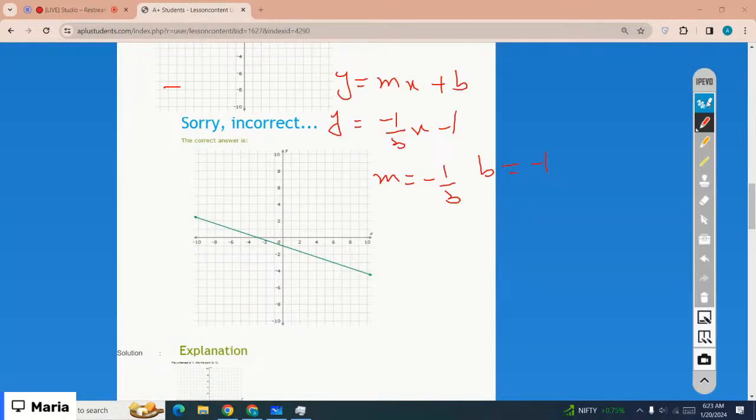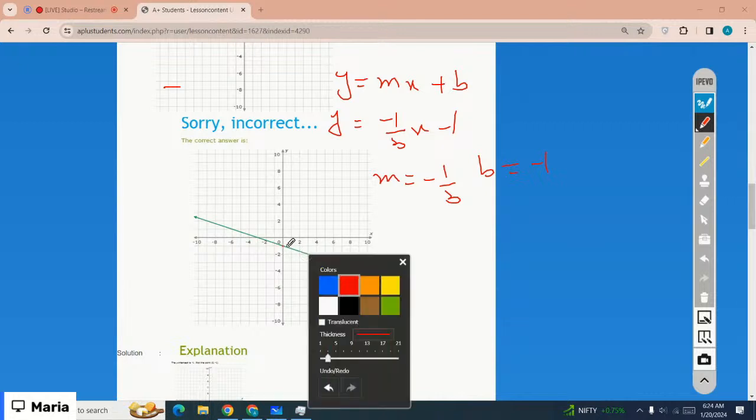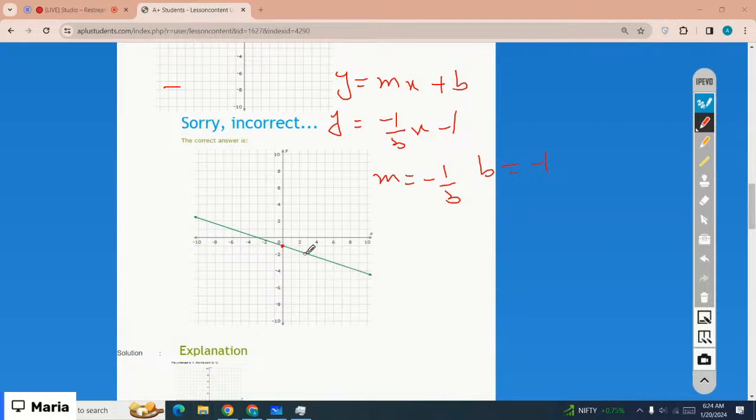Here is the graph. Let's see how. Here is the point negative 1 where the graph is touching the y-axis. Now you are given the slope negative 1 over 3. That means you need to move down 1 point because it is negative, and right 3 points. Move down 1 and right 1, 2, 3. So here is the other point. Here is the first point, and here is the second point. You need to move down 1 point and 3 points right. Here is the down one, here is the right. Got it?